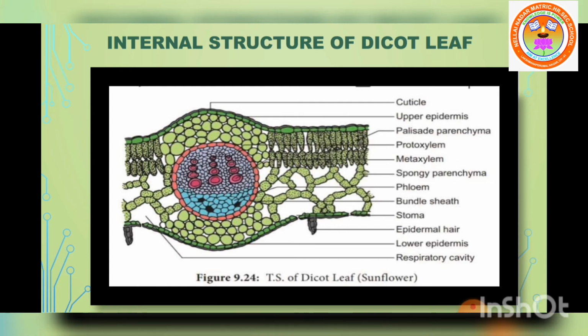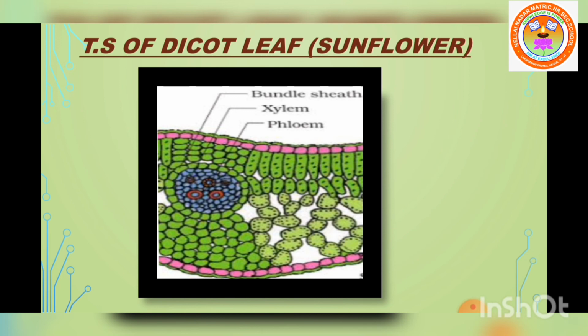Next, vascular tissues. So vascular tissues are present in the veins of leaf. Vascular bundles are conjoined, collateral and closed. What do you mean by conjoined? Xylem and phloem arranged on the same radius. Collateral: xylem and phloem arranged on the same radius, phloem facing outwards. And closed: cambium is absent in between xylem and phloem. So this is called closed bundle.